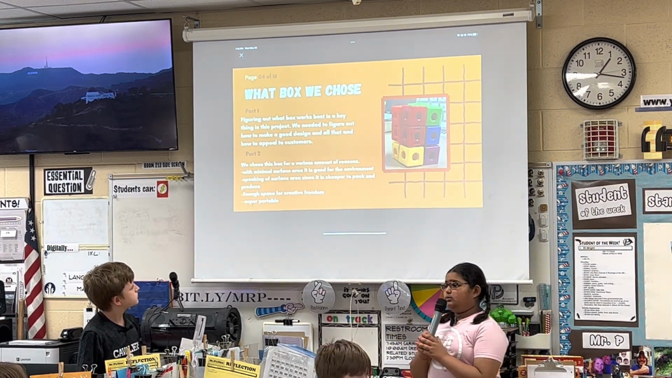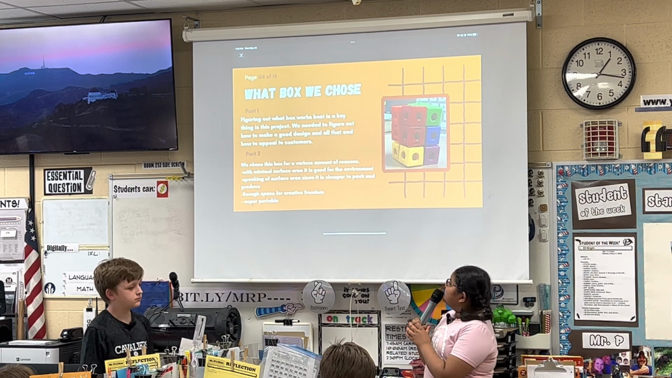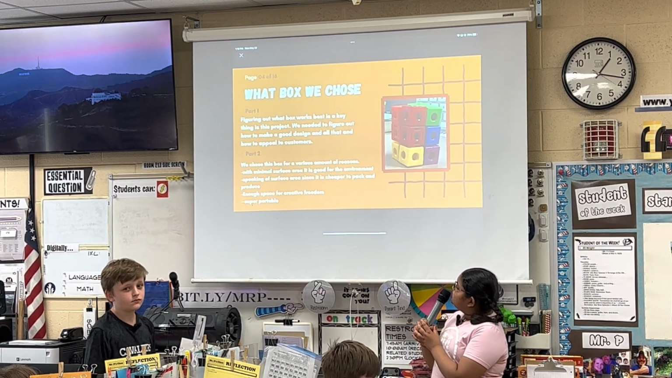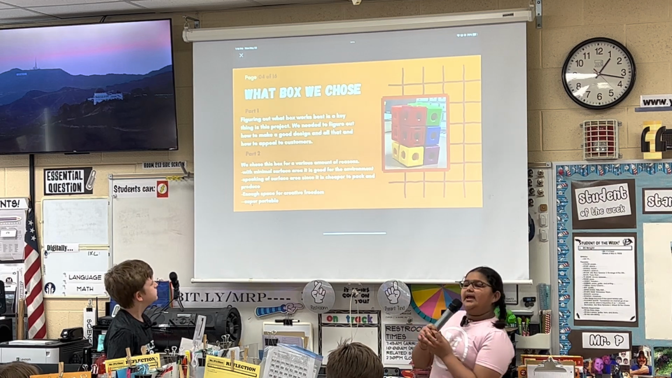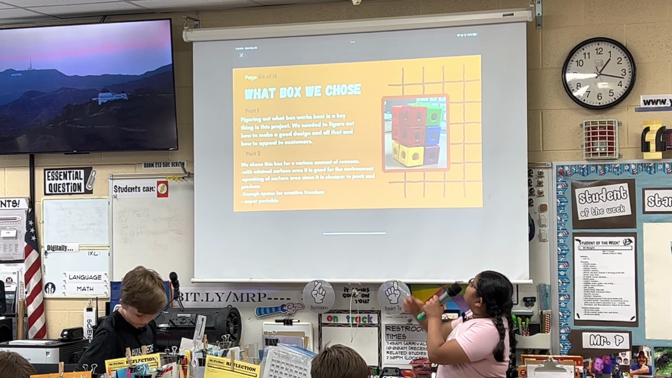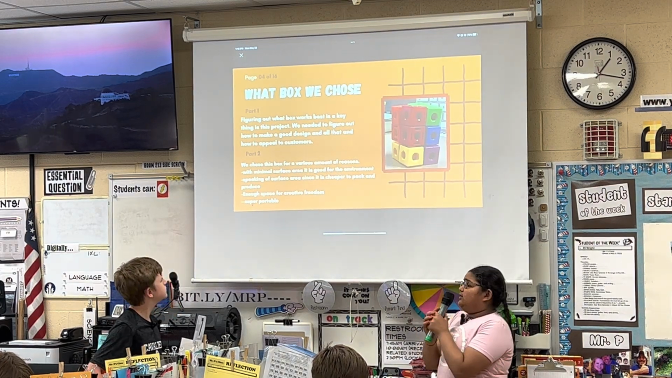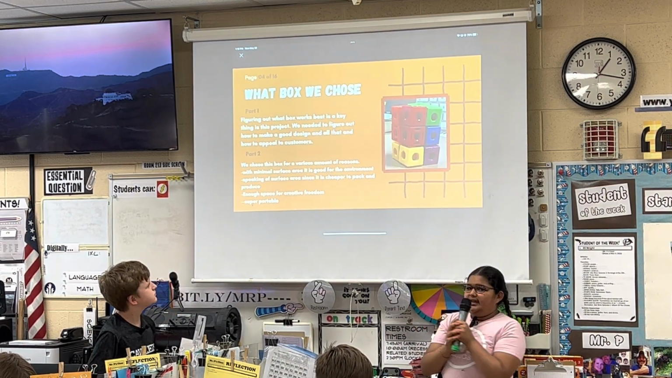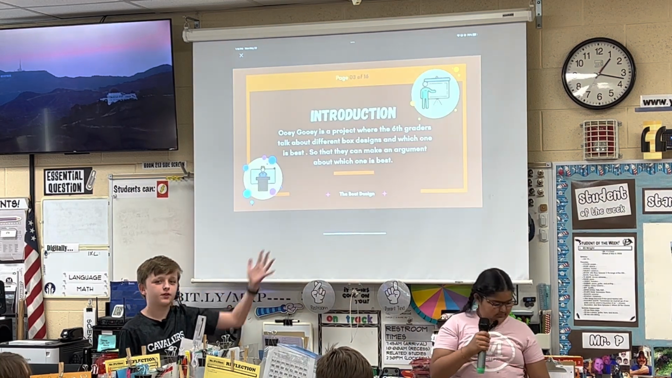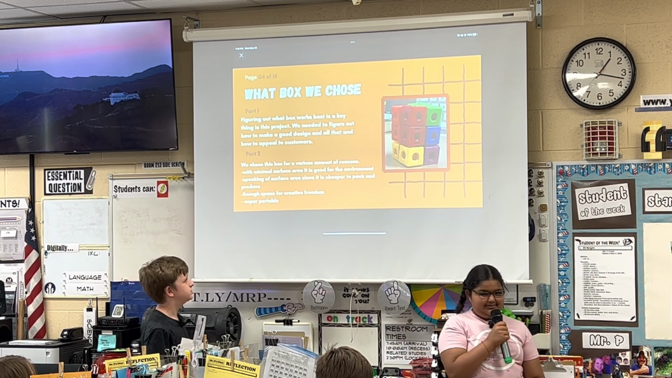One, because it has minimal surface area, and not only does that make it cheaper, but it also makes it better for the environment. It also has enough space for creative freedom, and it's super portable. And this is a photo of the design that we chose before it got packaged. We have the multicolored birthday cake flavor.